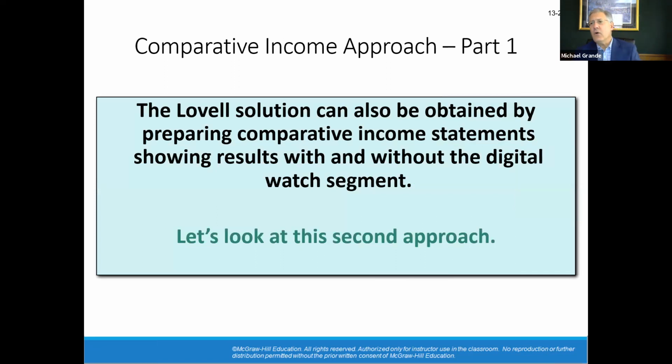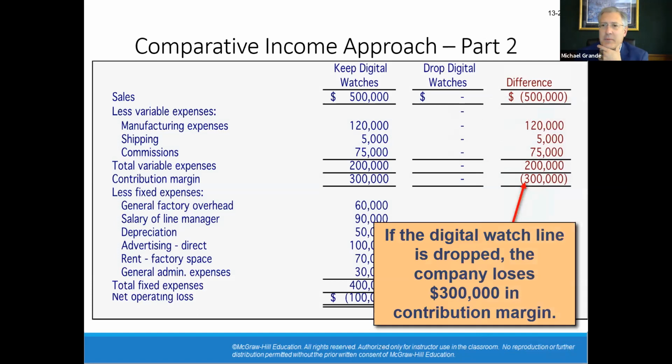The Lovell solution can also be obtained by preparing comparative income statements showing results with and without the digital watch segment. This is much more time consuming. So you can see if you keep the digital watches, you've got that $100,000 loss. And then we want to see what's given up. So if the digital watch line is dropped, there's no contribution margin, right? So you can see the income statement, if you drop it, that's gone.